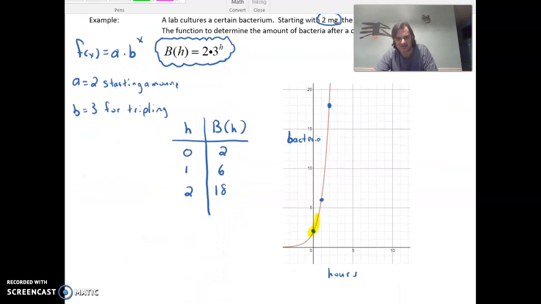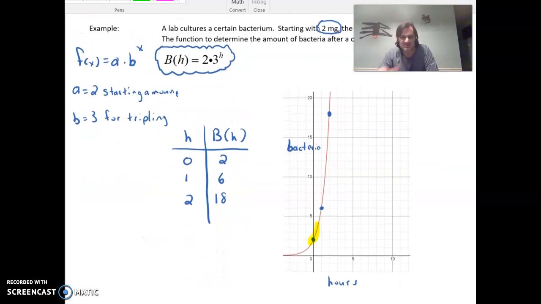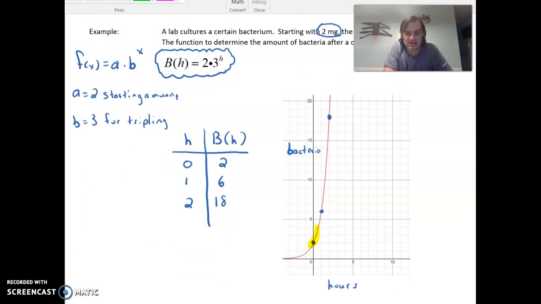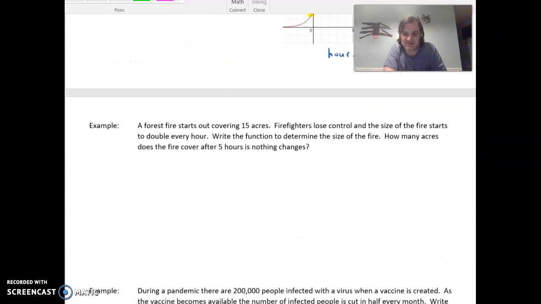So exponential functions have a different form. It grows a little bit differently, and it's not a straight line. So that's a big difference between a linear function and an exponential function. Let's see if we can keep that form, a times b to the x, in mind, and write some functions from that description.